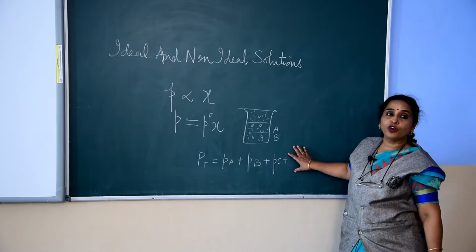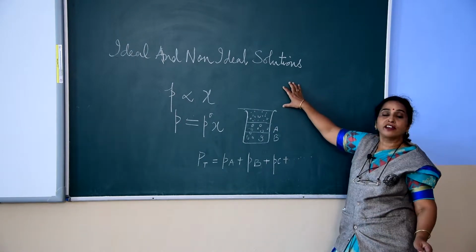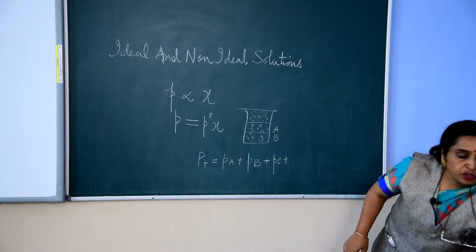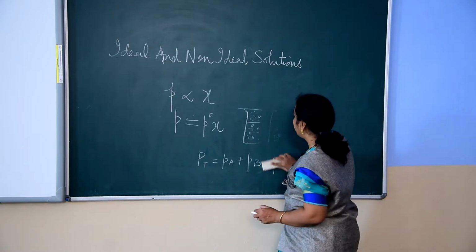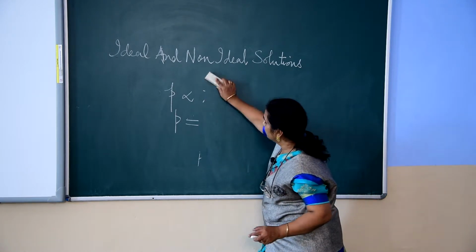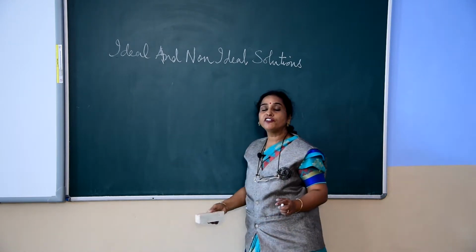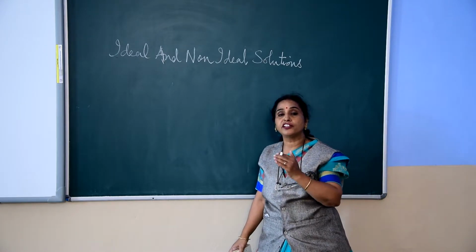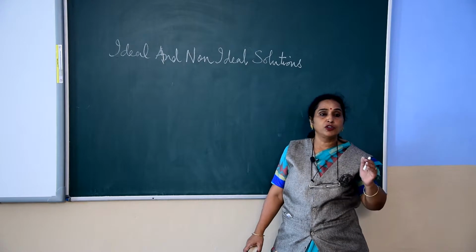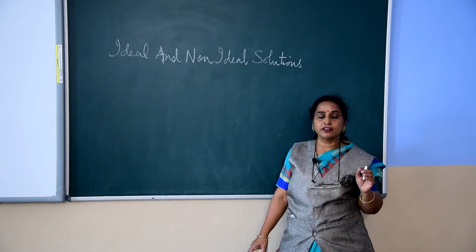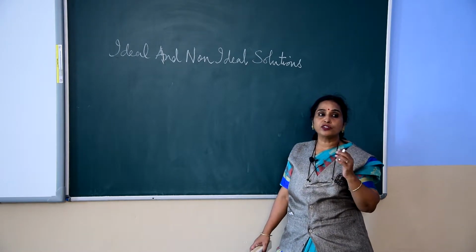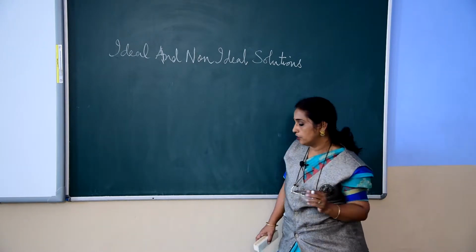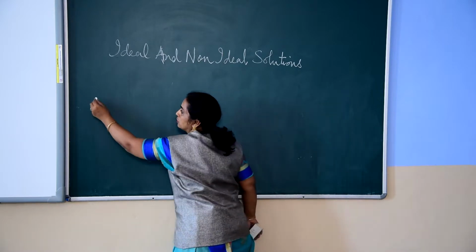So, based on Raoult's law, we define our ideal and non-ideal solutions. Coming back to what exactly is an ideal solution: we have defined it as those solutions which obey Raoult's law under all conditions of temperature and concentration. A few factors we must know in order to study what exactly is an ideal or a non-ideal behavior. For example, we introduce a few terms.